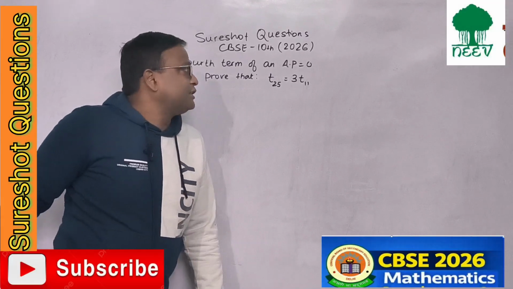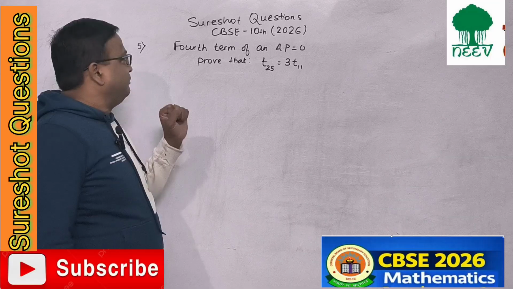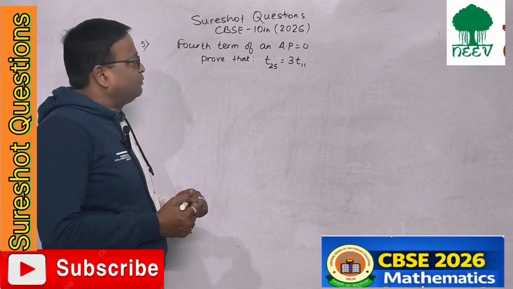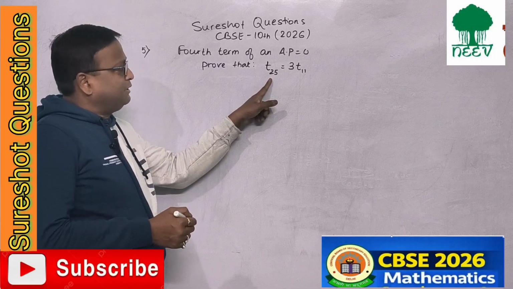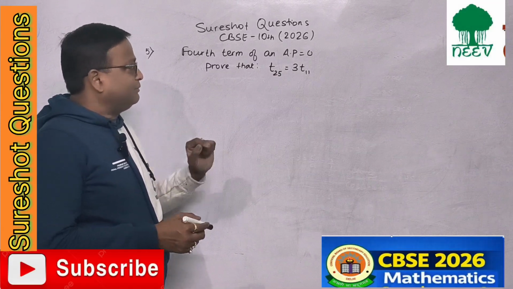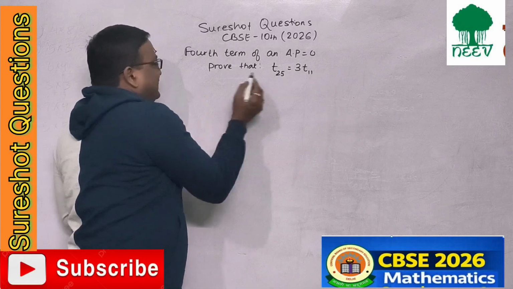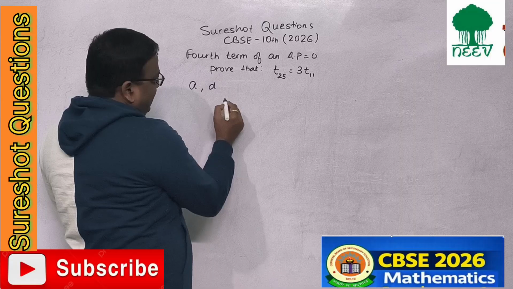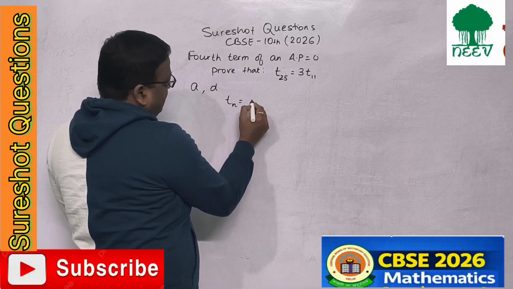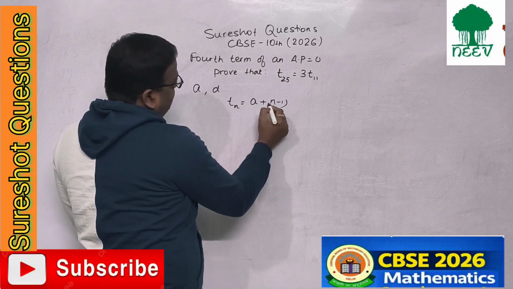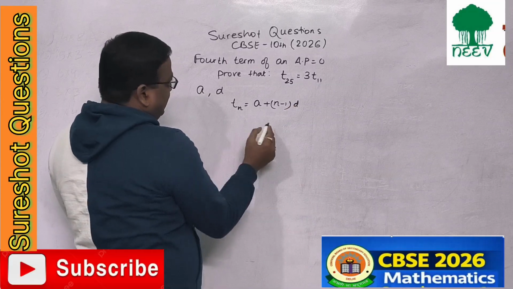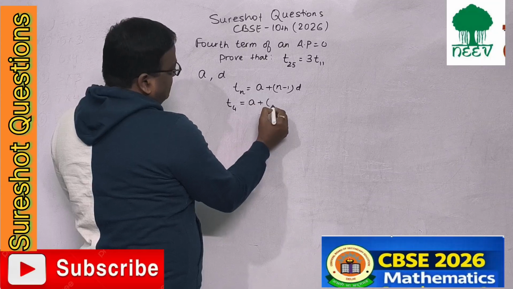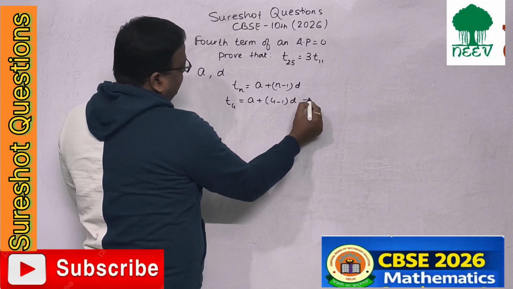Let's proceed with the next question. We have been given the fourth term of an AP as 0, and we are supposed to prove that the 25th term is equal to 3 times the 11th term. Let's take the first term as A, common difference as D, and the formula Tn is A plus (n minus 1) into D. So T4, the fourth term, is A plus (4 minus 1) into D.